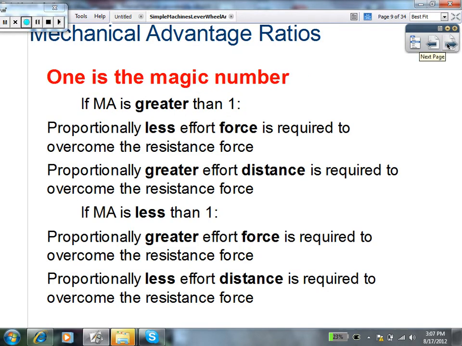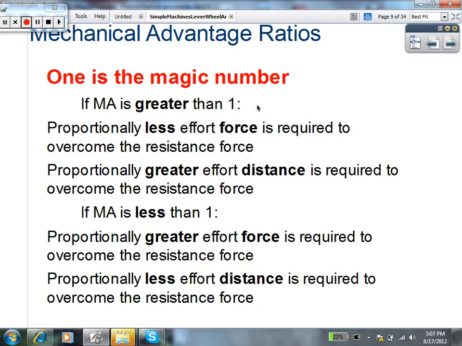Okay, so let's look at mechanical advantage ratios. When we look at this, we say that 1 is the magic number. If the mechanical advantage is equal to 1, then the effort force equals the resistance force, or the distance the effort travels equals the distance the resistance travels.